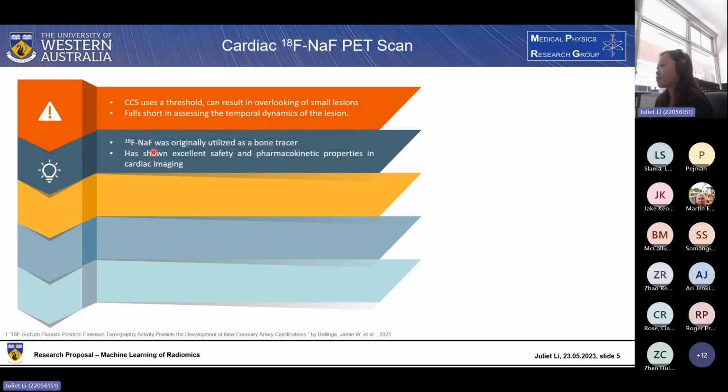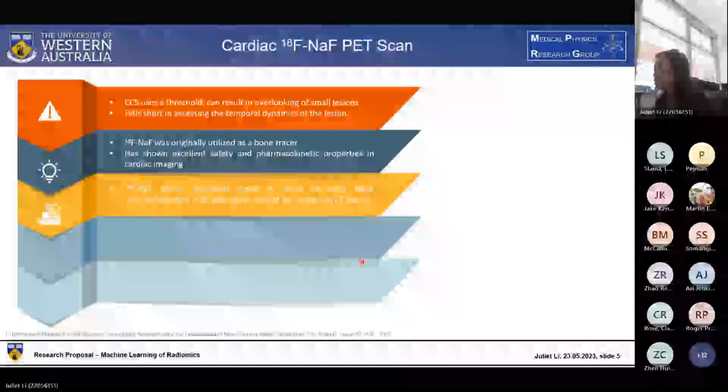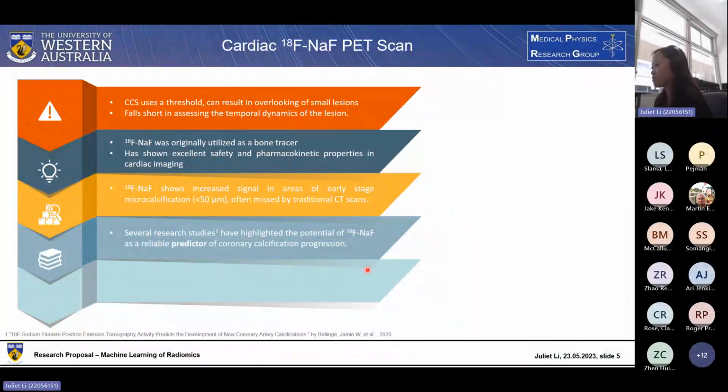F18 sodium fluoride was originally used as a bone tracer, but in recent years, it has shown great excellence and safety in cardiac imaging. It will show increased signals of early-stage microcalcification that is often missed by CT scans. Also, research has highlighted the potential of F18 sodium fluoride as a reliable predictor of coronary calcification progression. And there's research done here at St. Charles Gardner Hospital on the potential of F18 sodium fluoride as a predictor of coronary calcification progression.